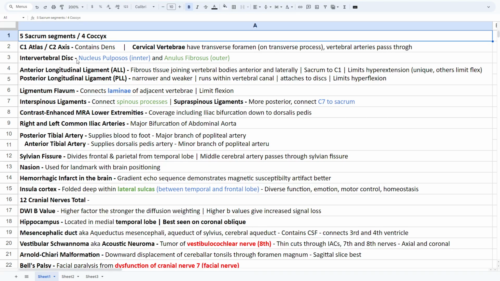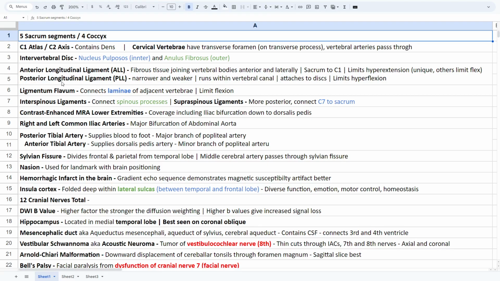Intervertebral disc: the nucleus pulposus is the inner portion, and the annulus fibrosus is the outer portion. The anterior longitudinal ligament is a fibrous tissue joining the vertebral bodies anteriorly and laterally, from the sacrum to the C1. It limits hyperextension, which is unique because others tend to limit flexion.